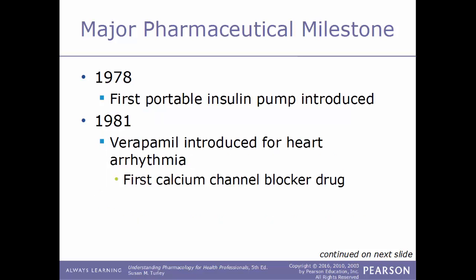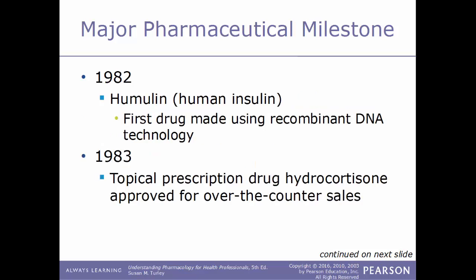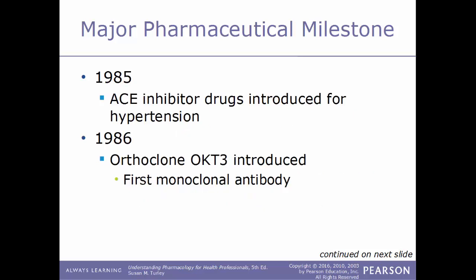1978, the first portable insulin pump is introduced. In 1981, verapamil is introduced for heart arrhythmias. It's the first calcium channel blocker drug. 1982, Humulin, we saw this image earlier in the video, which is human insulin. It's the first drug that was made that uses recombinant DNA technology. In 1983, topical prescription drug hydrocortisone is approved for over-the-counter sales, not just prescription, but over-the-counter sales. 1985, ACE inhibitor drugs were introduced for hypertension.